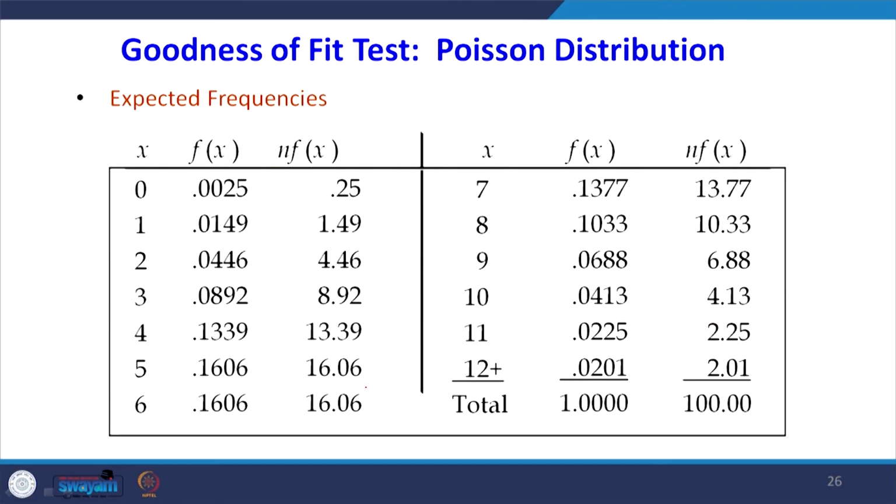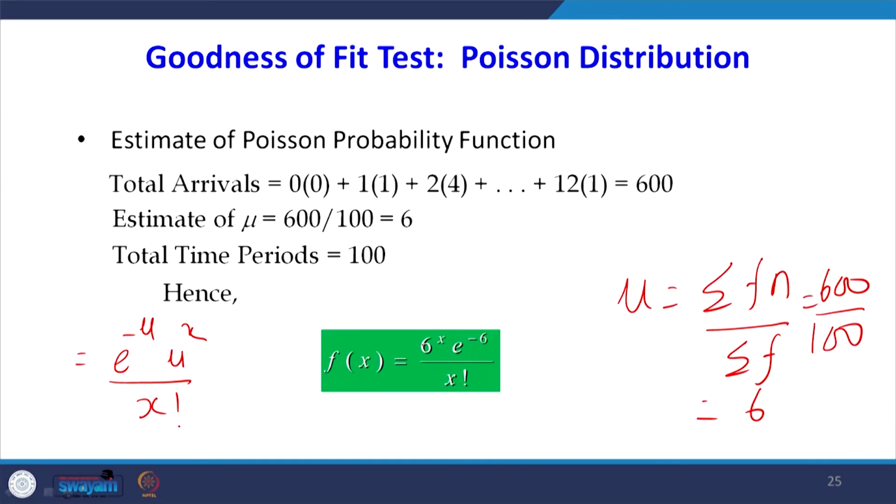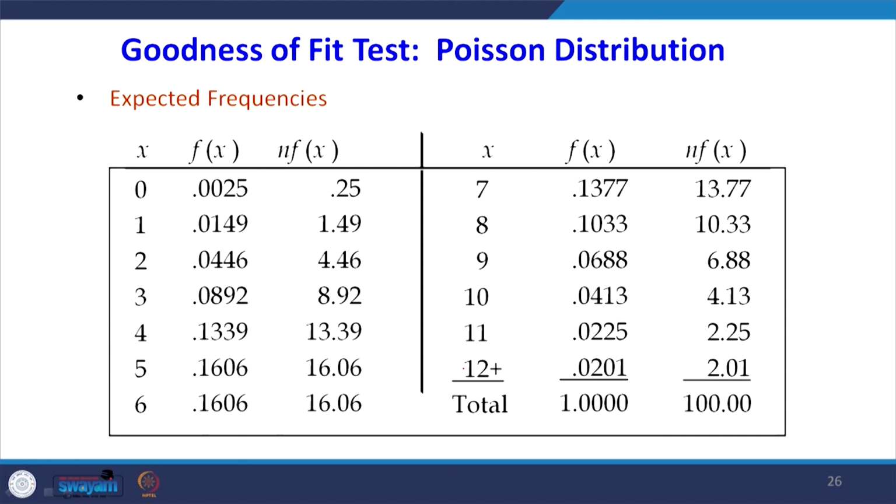So when x equal to 0, f of x is, when you substitute in this equation, 6 to the power 0, e to the power minus 6 divided by 0 factorial, that is 1. So e to the power minus 6 is 0.0025. This is a probability value. We want to know in terms of frequency, so that has to be multiplied by n, which is 100.